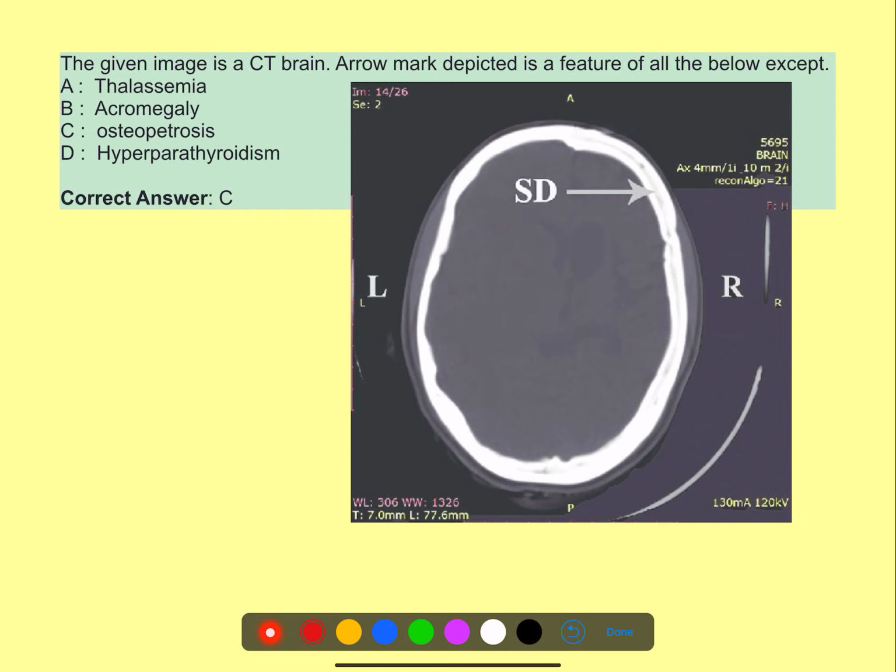The given image is a CT brain. The arrow mark is depicting a feature of all the below. You can see this is called as a diploic space. And this diploic space is mostly increased in thalassemia, acromegaly and hyperthyroidism. But this is decreased in the cases of osteopetrosis. So it is not osteopetrosis.